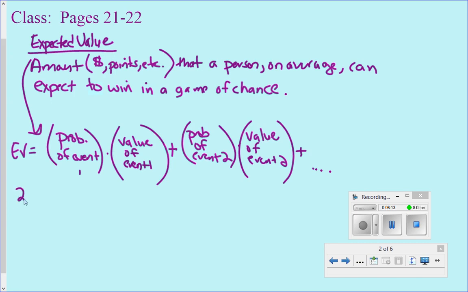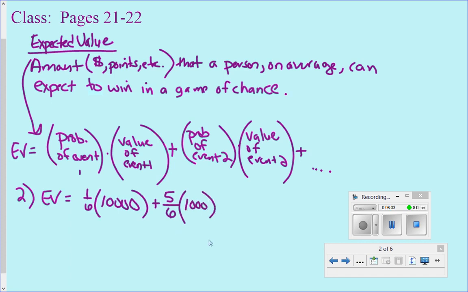Well, her expected value is going to be the probability of a 6, which is 1/6, times the value of getting a 6, which is $10,000. And then we're going to add on to that the probability of not getting a 6, which is 5/6, times the value of that, which is $1,000. And when I do that, I'm getting $2,500. So a person on average can expect to win about $2,500 in this game of chance.